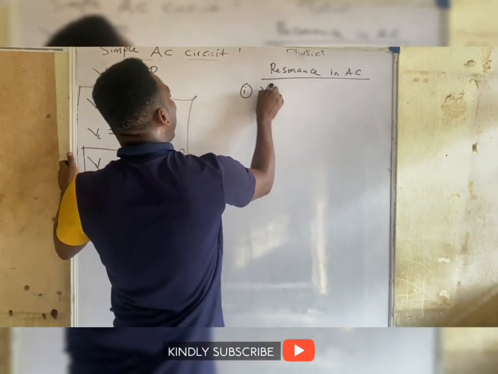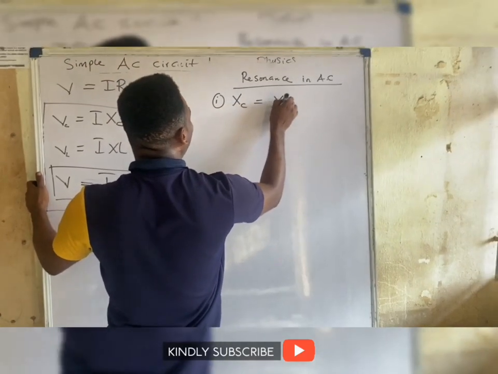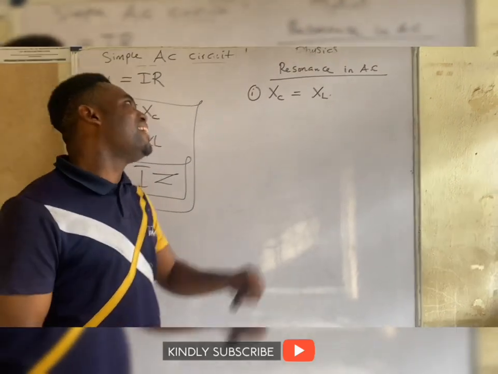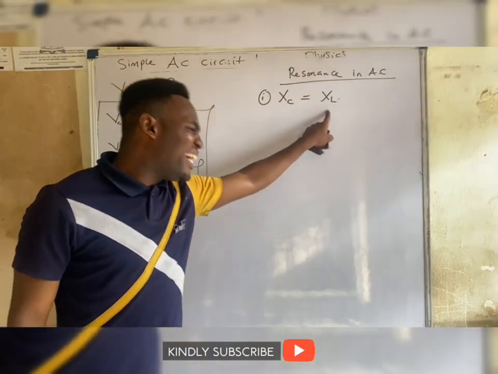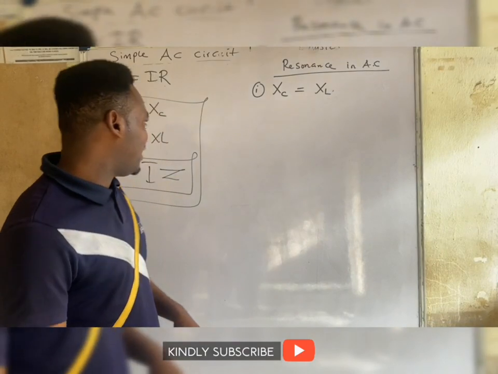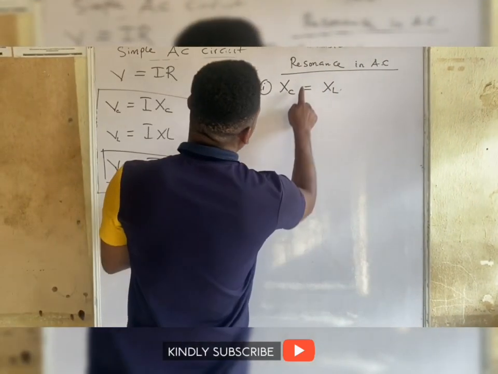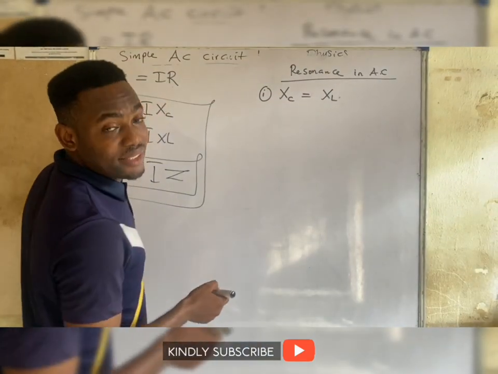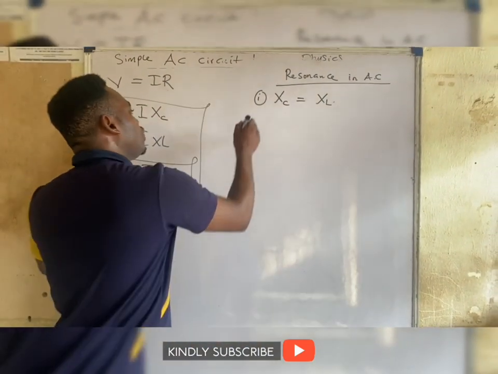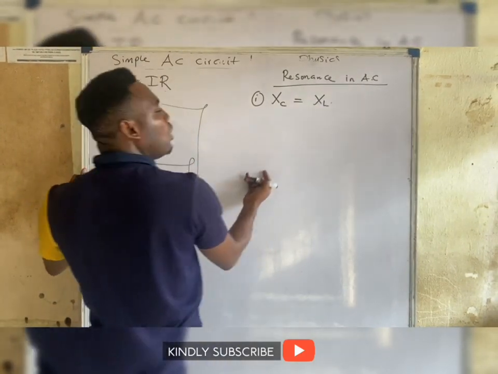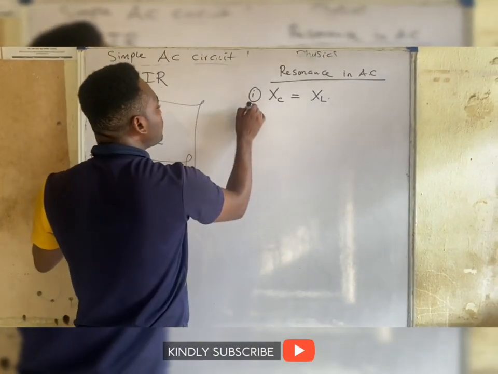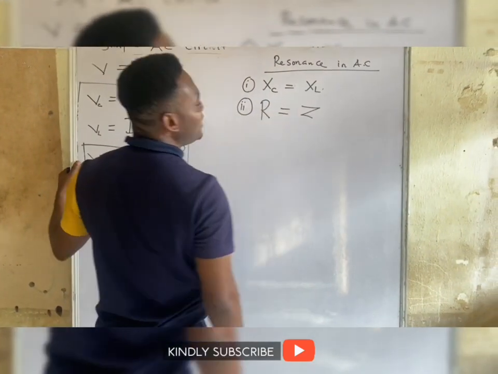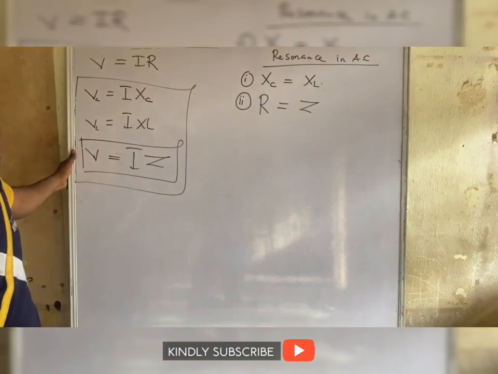Now, conditions for resonance to take place in AC. Condition one: our XC will be equal to what now? XL. Remember I told us that this is capacitive reactance, and this is inductive reactance. When the two of them are equal, we say that resonance has taken place in an AC circuit. Condition two for resonance to occur in AC: our R will be equal to Z.